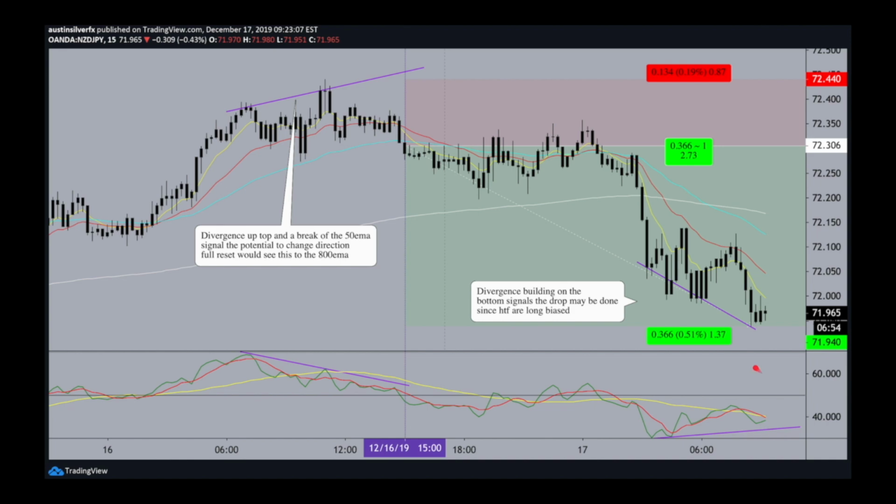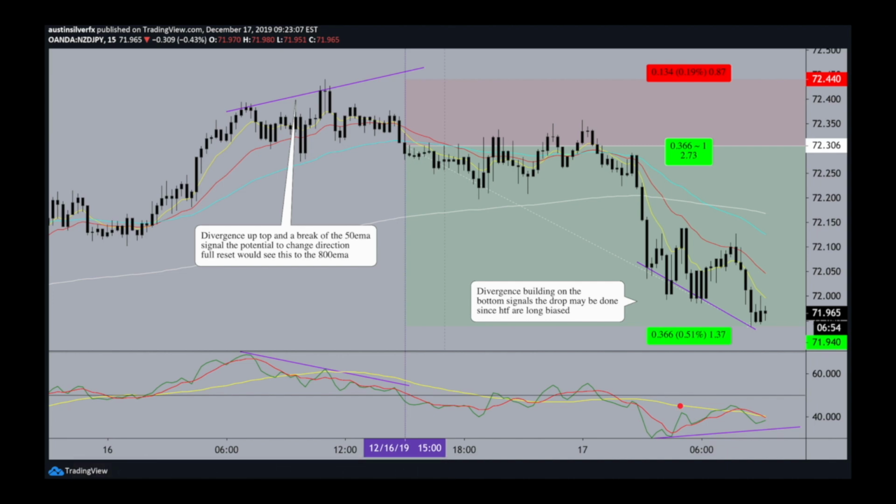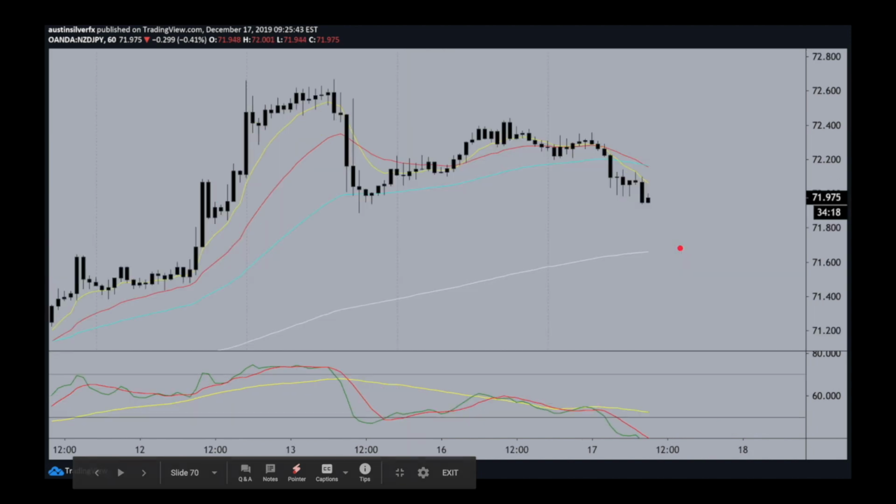What ends up happening is as it breaks the 200, it becomes oversold here and divergent on the bottom. So then you would use this divergence on the 15-minute bottom to tell you what? That a change is coming. A change of this drop is coming. How do you know what to do? Whether to hold the trade or close? You go to the higher time frames.